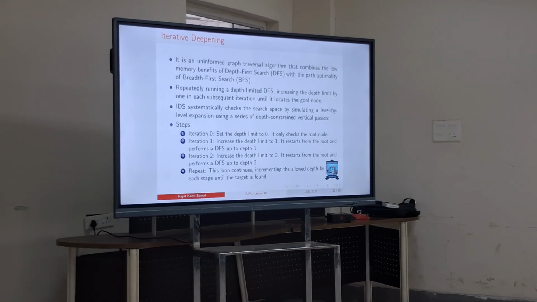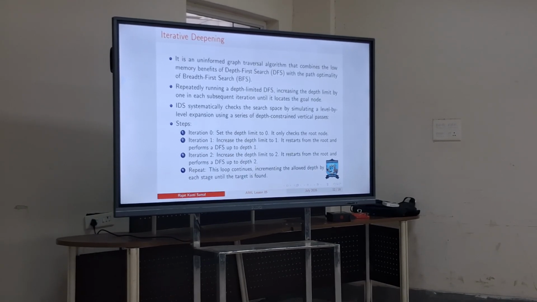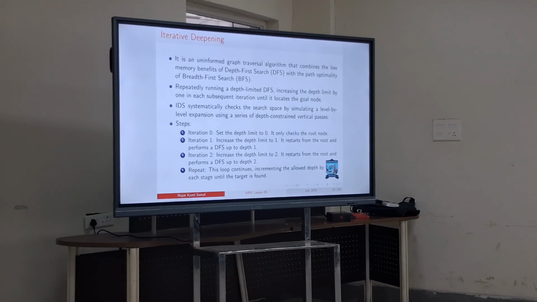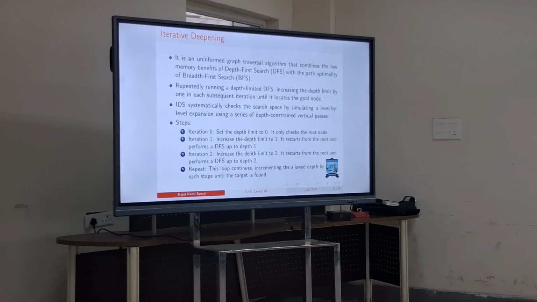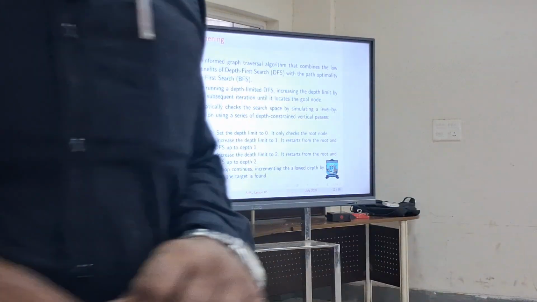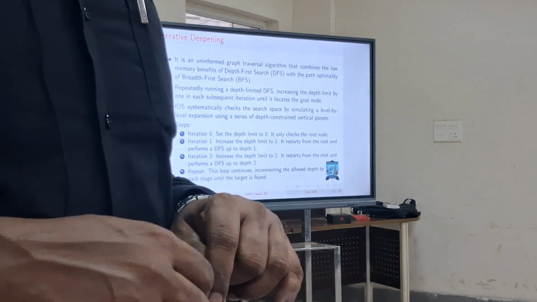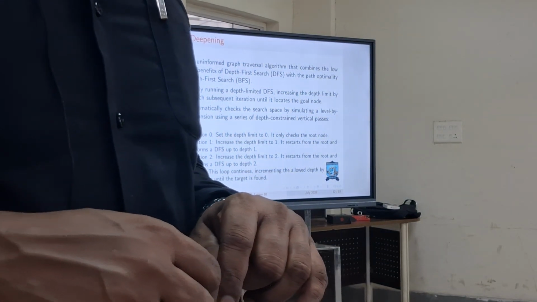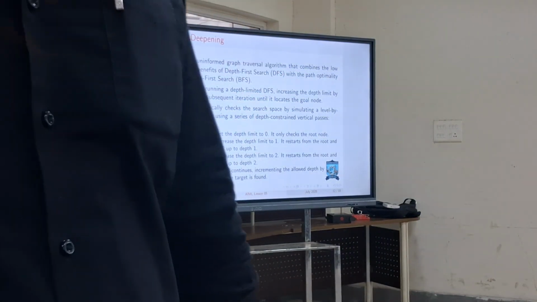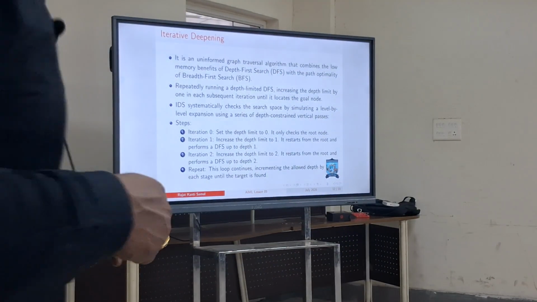Rather than going deep, you explore the depth at every level. That is known as iterative deepening. It means I'll go into depth, but first let me solve a set of questions. I go deep, and up to that level I solve the questions. Then I go further, like that.